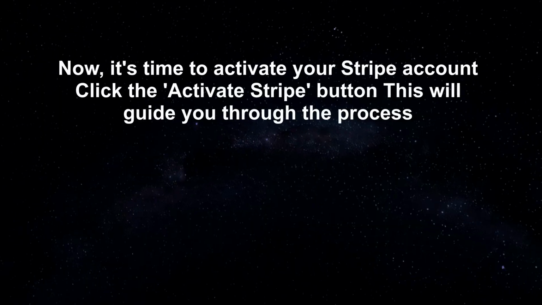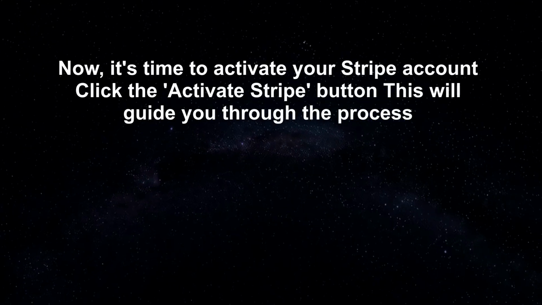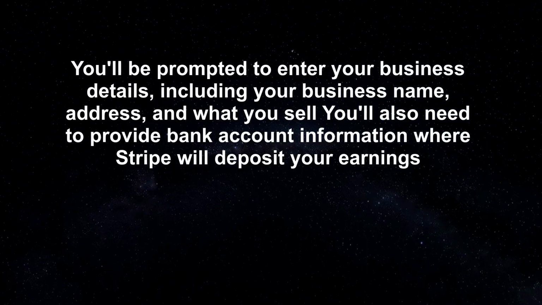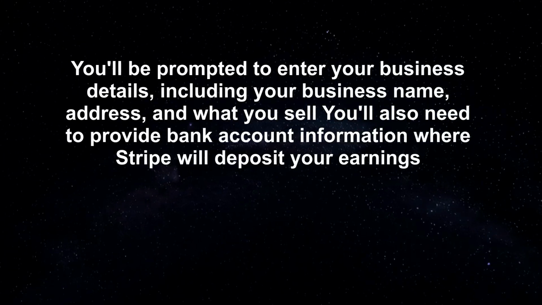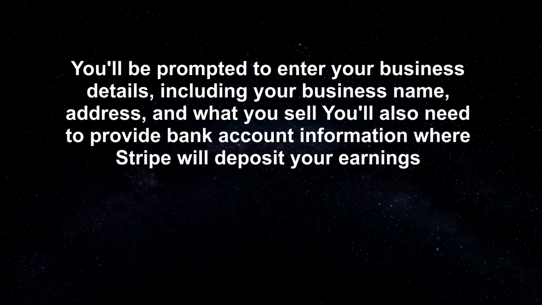Now, it's time to activate your Stripe account. Click the Activate Stripe button. This will guide you through the process. You'll be prompted to enter your business details, including your business name, address, and what you sell. You'll also need to provide bank account information where Stripe will deposit your earnings.